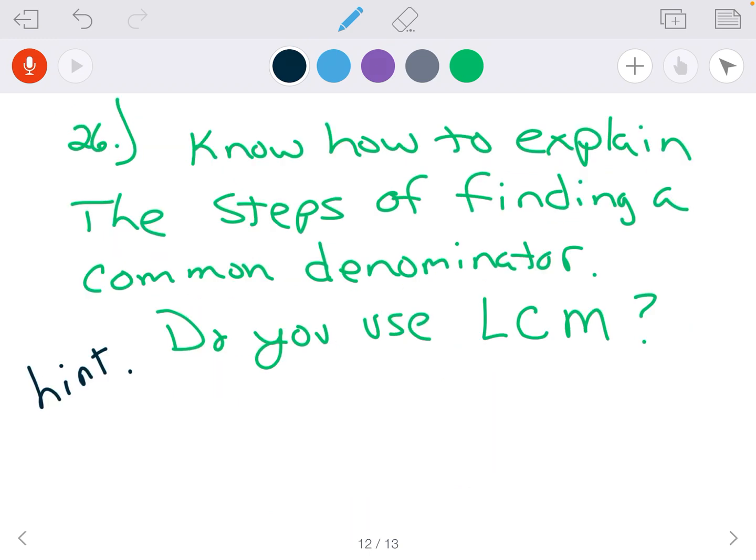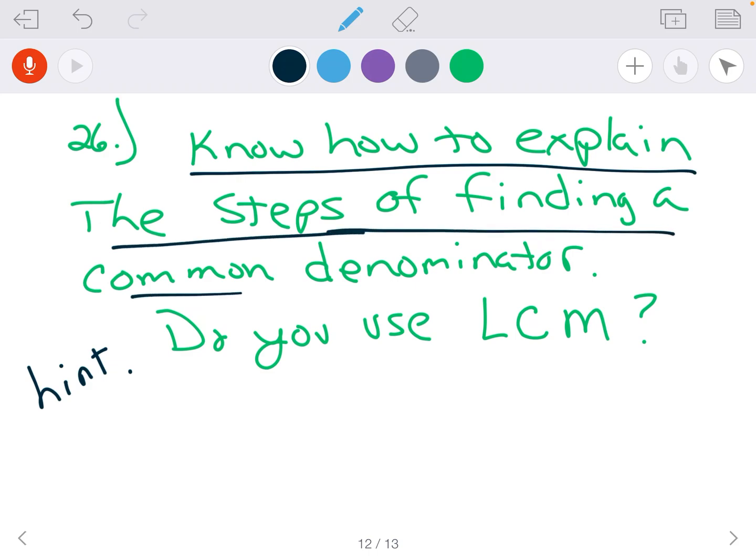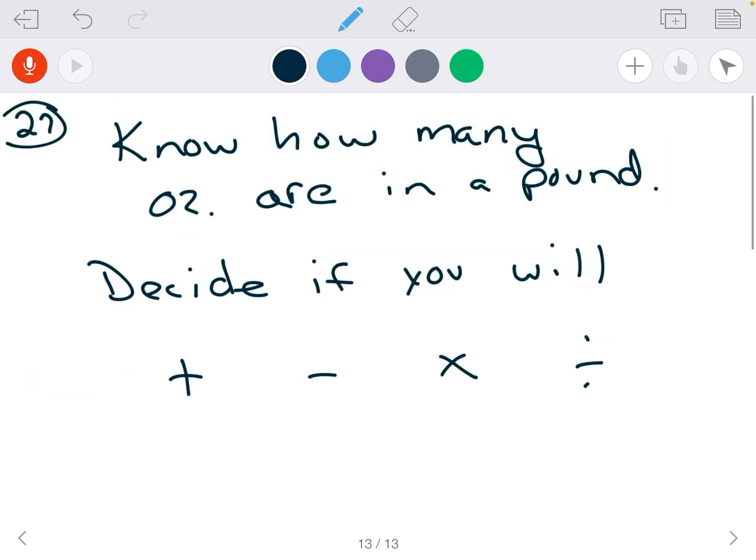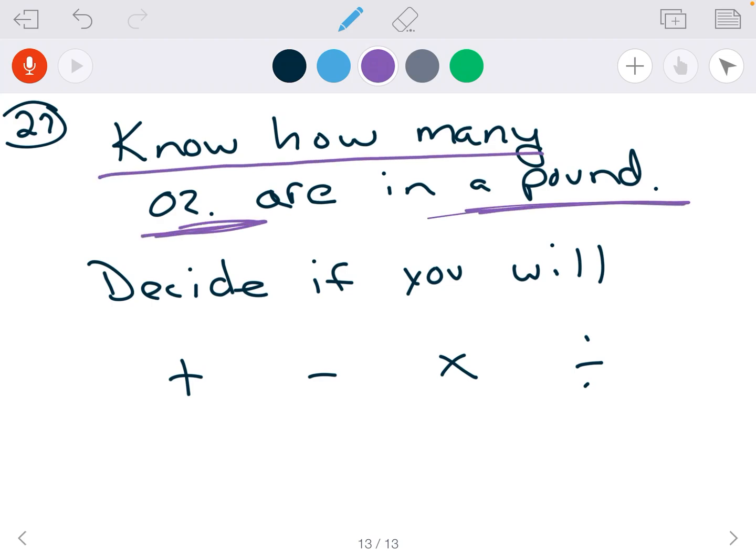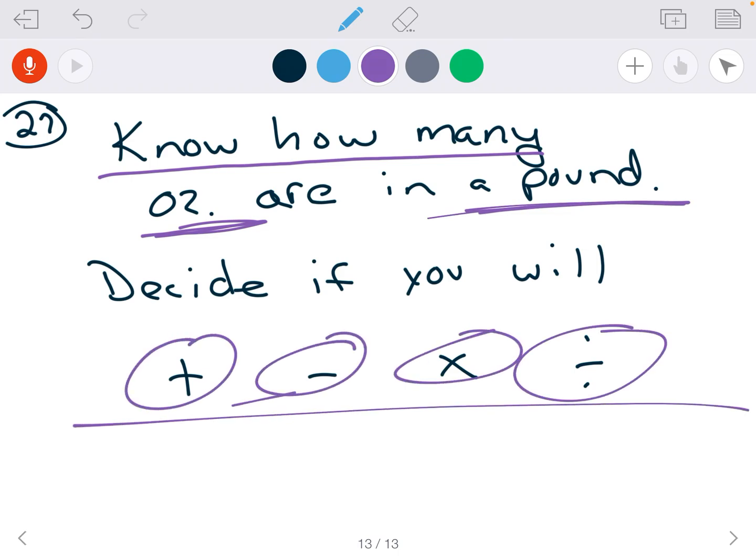All right, 26. You know how to explain the steps of finding the common denominator. Okay, here's your hint. Do you use least common multiple? I gave you an example of finding the least common multiple earlier in this video. All right, so there you go. There's your big hint for 26, because that's the essay one. It's not real wordy, you just have to know how to do it. 27. This isn't hard either, but you need to know how many ounces are in a pound. When you get that information, just like the other ones, look at the examples beforehand. Are you going to add, subtract, multiply, or divide those numbers?